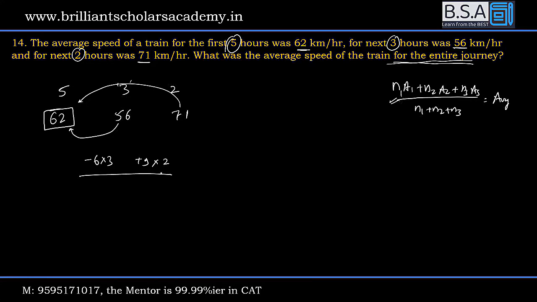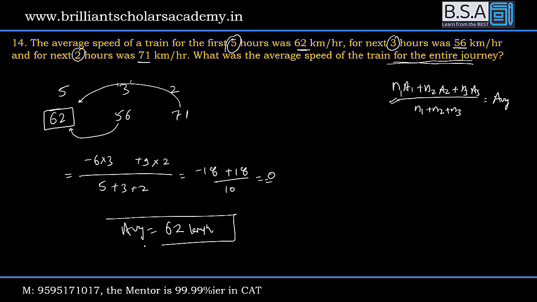So when you divide this by the total, this is the deviation that you are calculating. And you see the deviation is minus 18 plus 18 upon 10. Deviation is 0. So here we have no change. So the actual average remains 62 kmph. You do not need to worry about the definition. It says find the average.